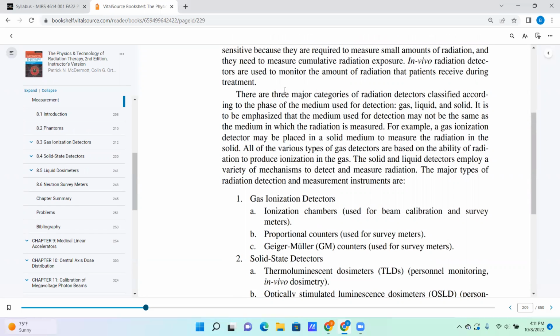So again, you've got three major categories of radiation detectors classified according to the phase of the medium: gas, liquid, or solid. The medium used for detection may not be the same as the medium in which the radiation is measured. For example, a gas ionization detector may be placed in a solid medium to measure the radiation in a solid. All of the various types of gas detectors are based on the ability of radiation to produce ionization in the gas. The solid and liquid detectors employ a variety of mechanisms to detect and measure radiation.